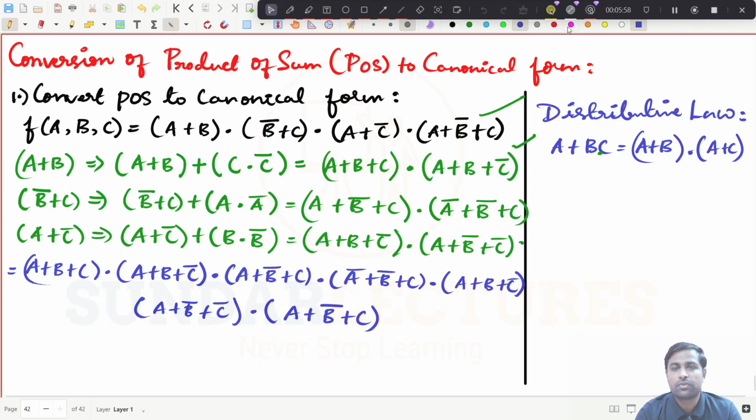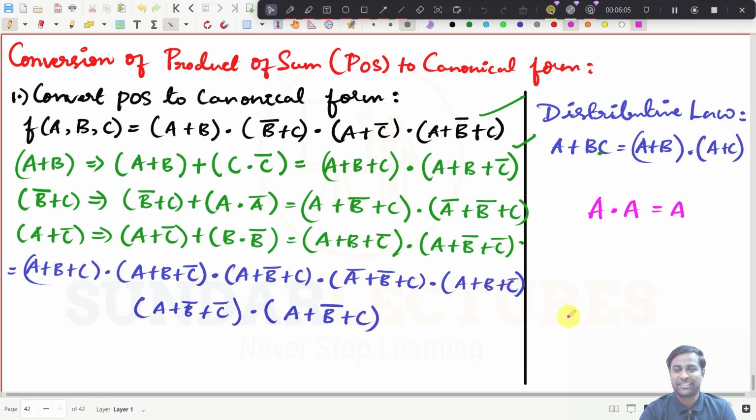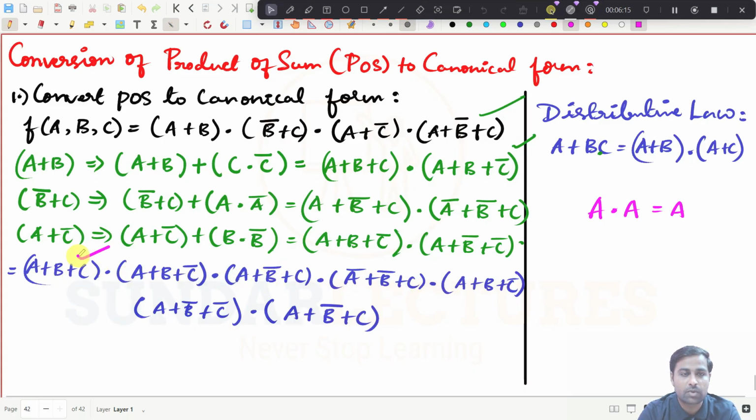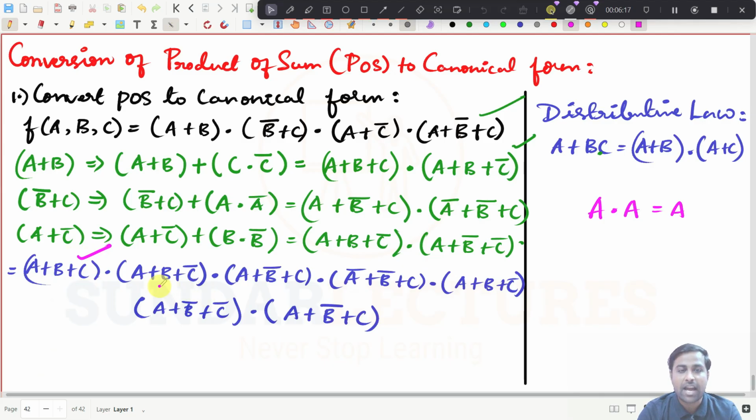Now, straight away, you know this one. A dot A will also be what? A. So if you see any two common terms, then you have to cancel one term. See here, A plus B plus C. Is there any other such term? No, so this one is a valid term straight away. And A plus B plus C bar appears again. See here, this is A plus B plus C bar, and this is also A plus B plus C bar.